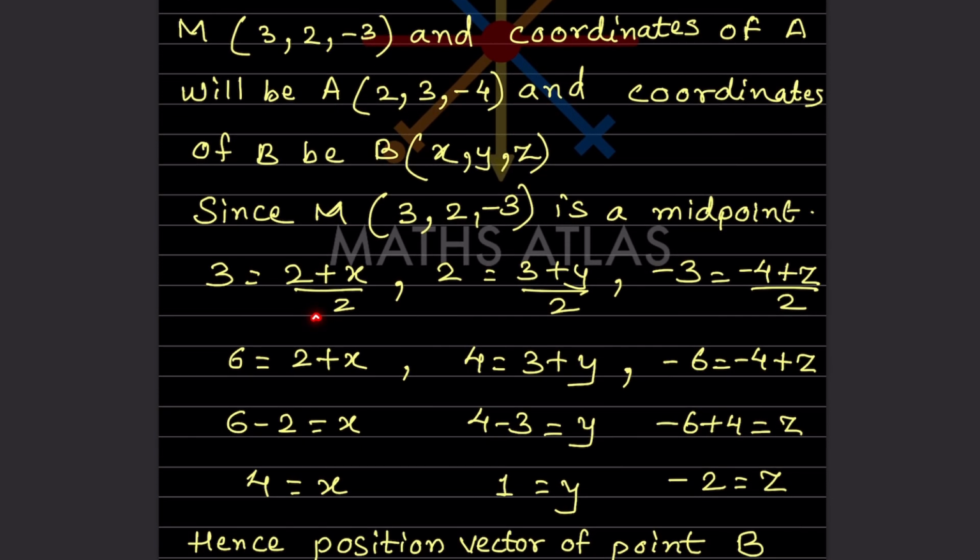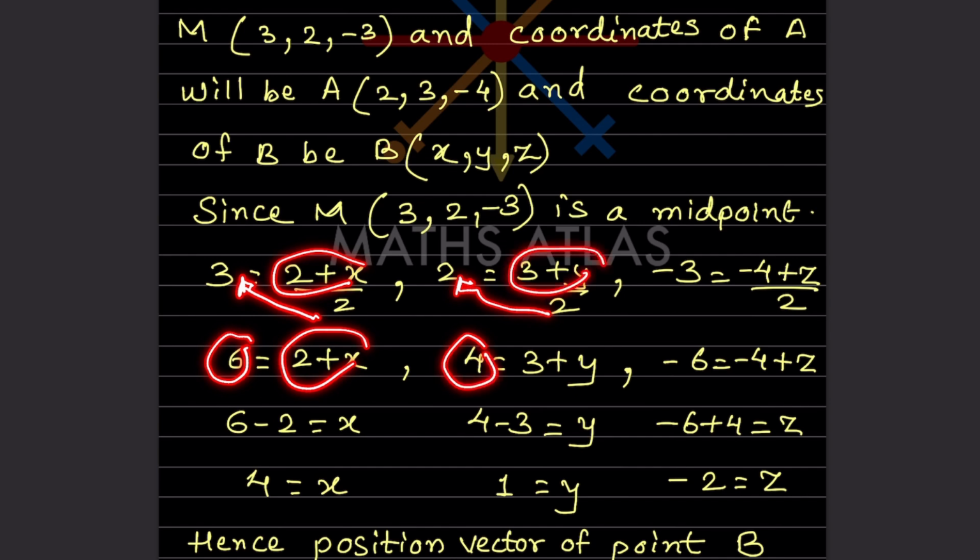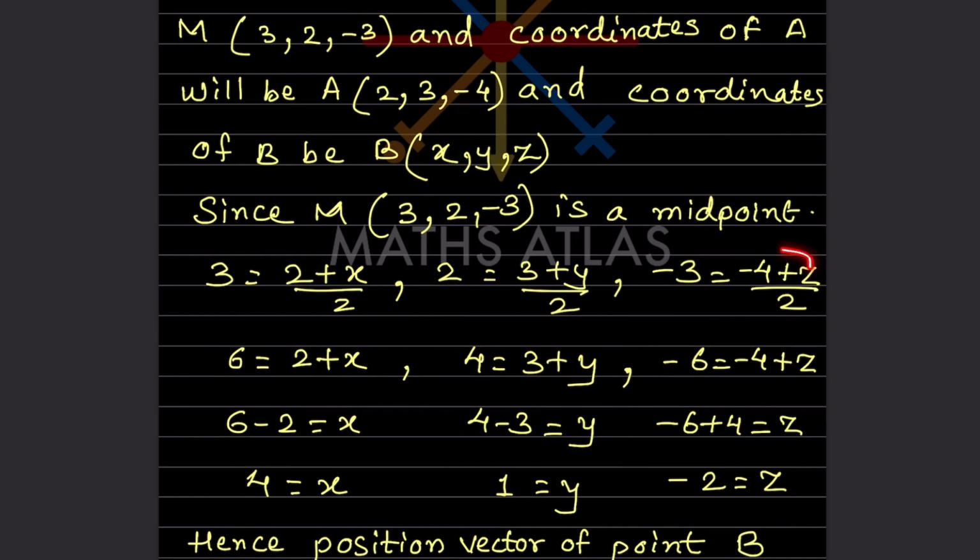So now we take the 2 on this side, that is going to be 6, and 2 plus x as it is. Again, this you will take on this side, it is going to be 4, and 3 plus y as it is. This will go here, it is going to be minus 6, and this will be as it is. Now let us take the like terms on one side: 2 will go here, that is minus 2, that is x. Again here, let us take this one, that is y. If we take this on this side, that is going to be 4, that is z. So now this will be 4, and this is going to be 1.